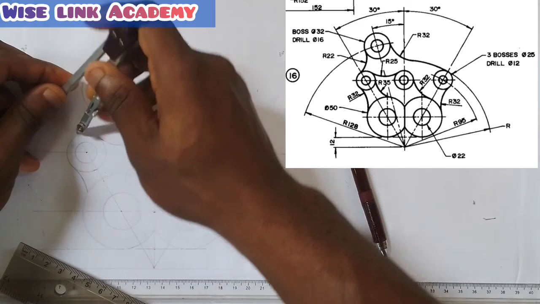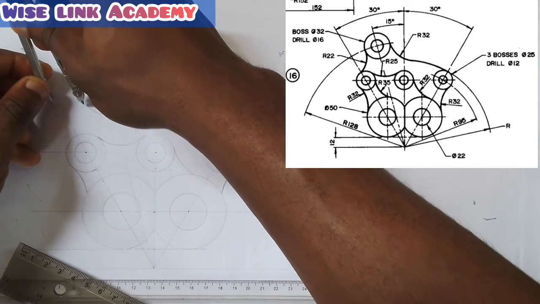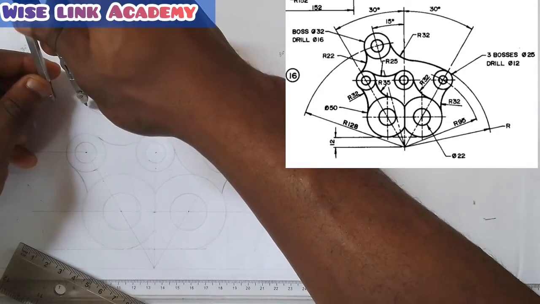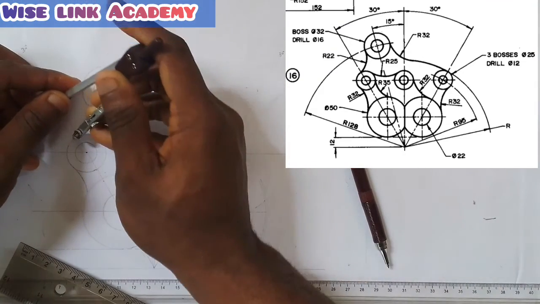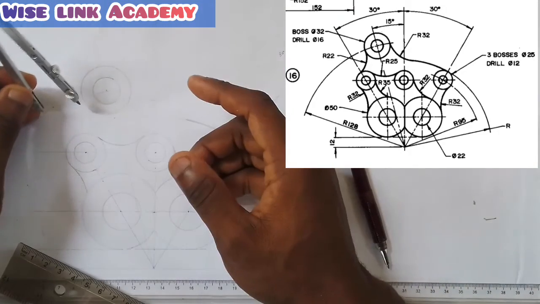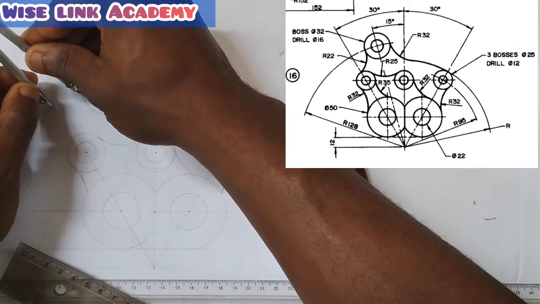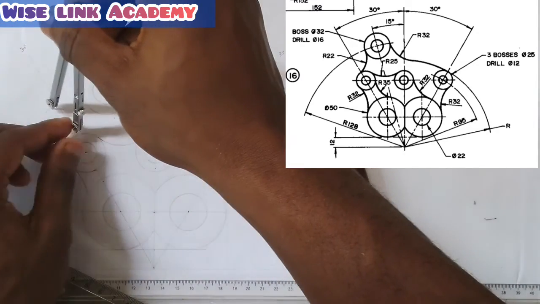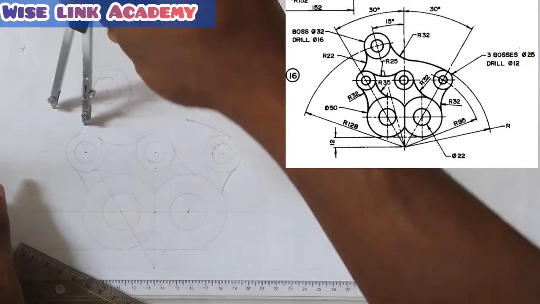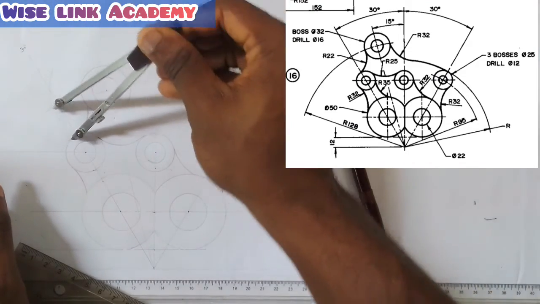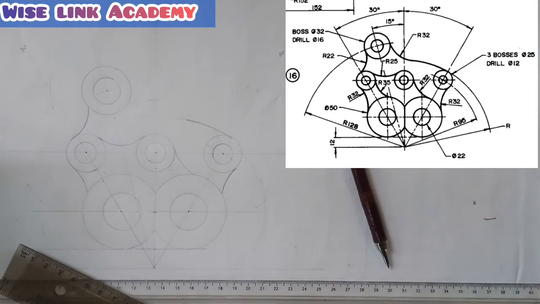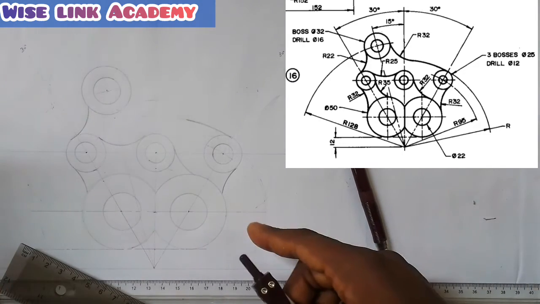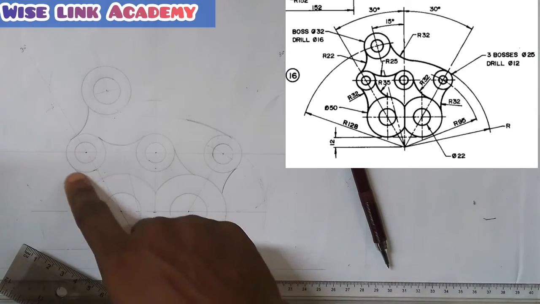So I'll have come in, make sure you gauge it well. Gauge it well. Stick it this way. So that is the other arc at this point here. So similarly, next arcs, I have successfully produced all the arcs, right?